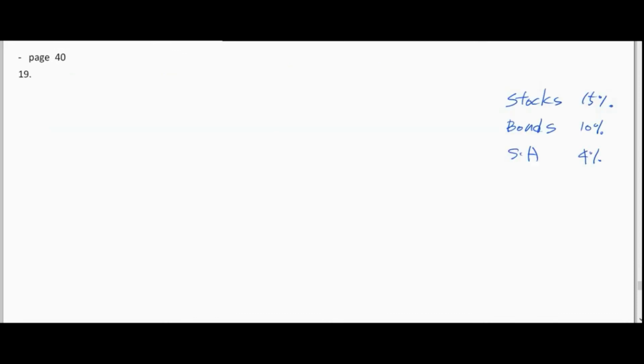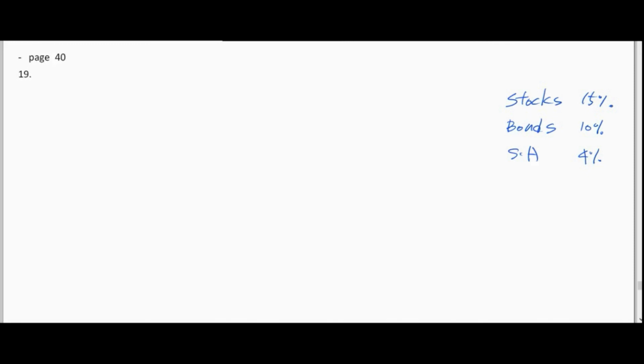This is question 19. Mark invested $300,000 in stocks, bonds, and savings accounts. The numbers on the right are the profits of those investments. Also, he invested 4 times more in stocks than in savings. And next year, he earned $35,600 as a profit. But this one has 3 variables, so we can't solve it by simultaneous equations.